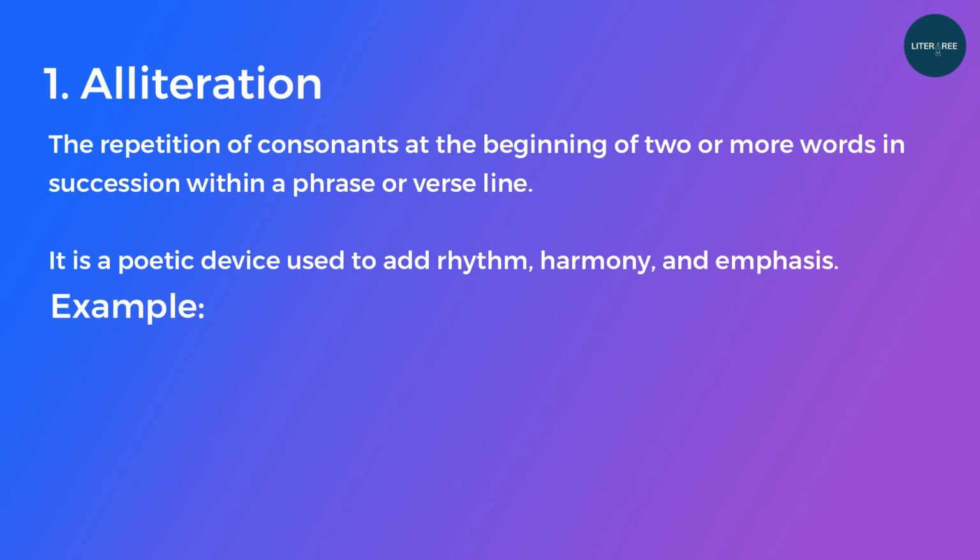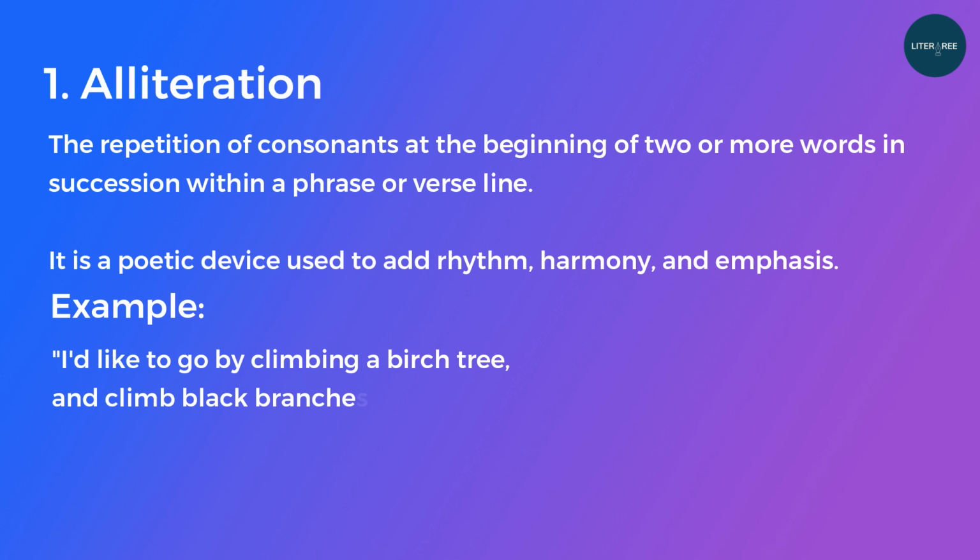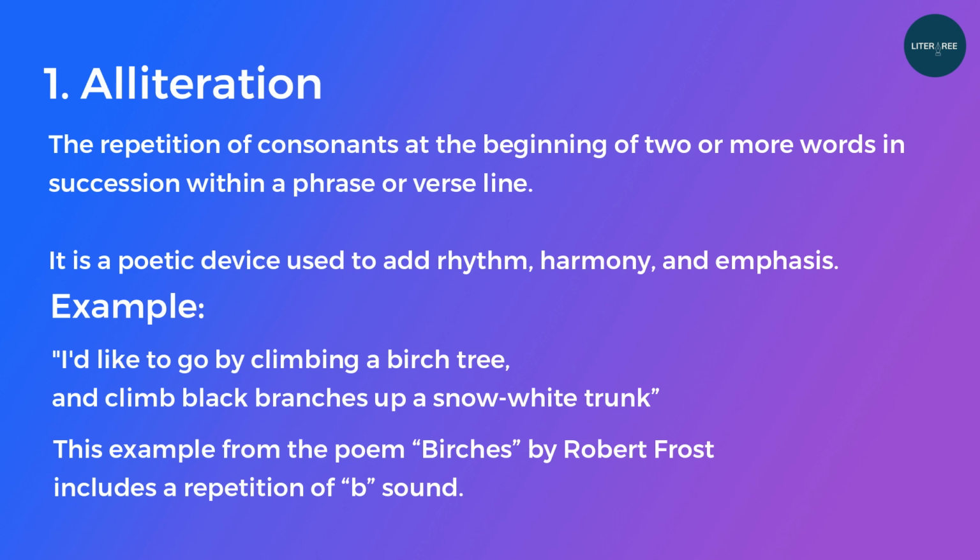Let's check out one example from the famous poem Birches by Robert Frost. I would like to go by climbing a birch tree and climb black branches up a snow white trunk. This example from the poem Birches by Robert Frost includes a repetition of B sound.